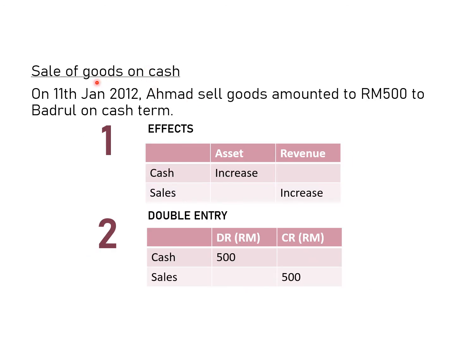Next adalah the sale of goods on cash. On 11th January, Ahmad sells good 500 to Badrul on cash term. So, first lah effect, it will increase you punya asset which is your cash and it will increase your revenue which is your sales. So, the double entry will be debit cash, creditkan sales sebanyak 500.